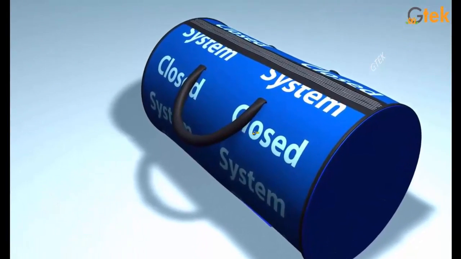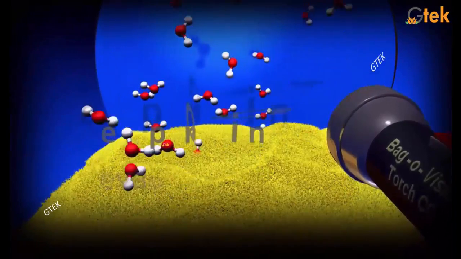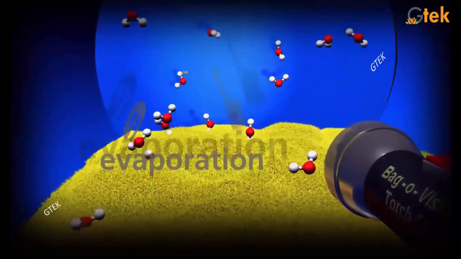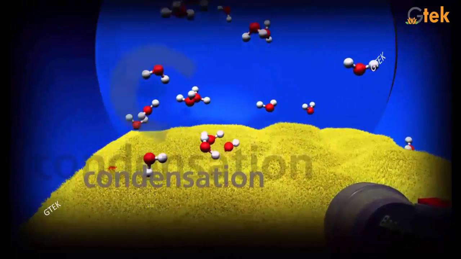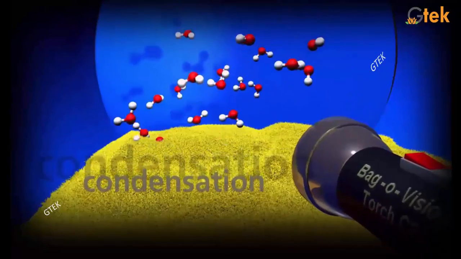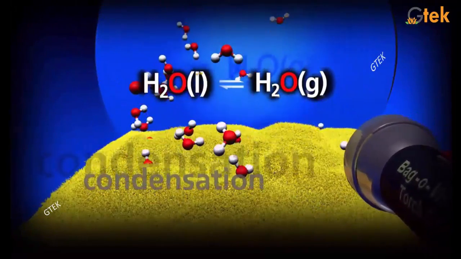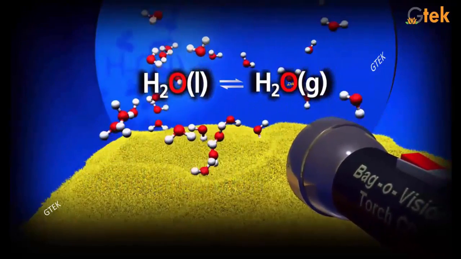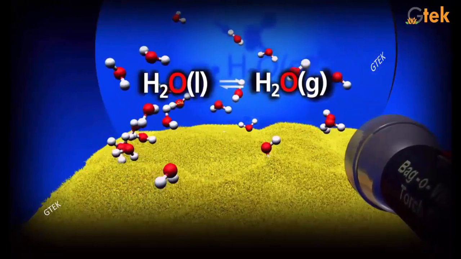Now I have a closed system. In the closed system I am trying to evaporate. If I evaporate, the water comes out, but it still settles once again. So condensation is happening. Both evaporation and condensation are happening at a time, so it becomes an equilibrium. The liquid is converted to gas and the gas is once again converted to liquid. This is how an equilibrium is maintained.